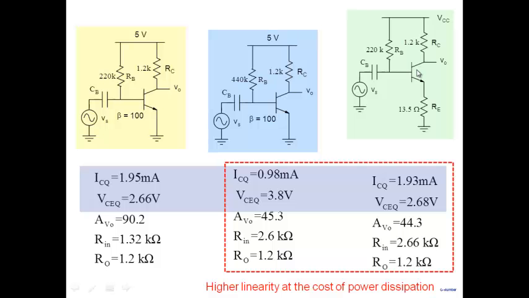Much better linearity here, much lower harmonic distortion. What is the other major difference? Look at ICQ, 1.93 and 0.98. This draws half the power as compared to this one. The power that I take from the supply, if supply is 5 volt here, is 5 volt multiplied by ICQ. I take twice the power here as compared to this.